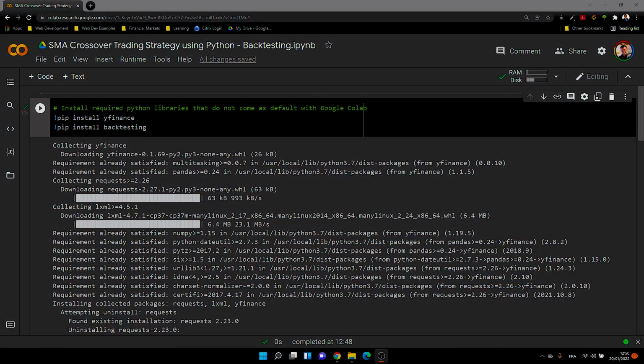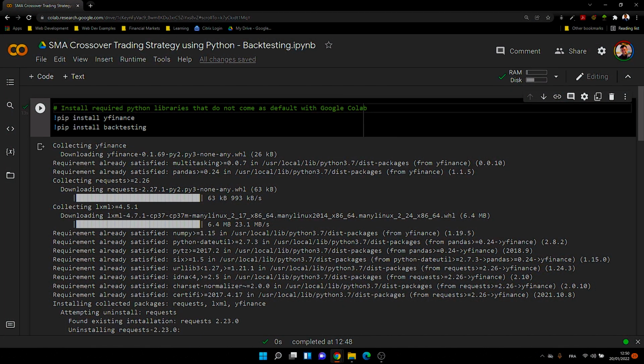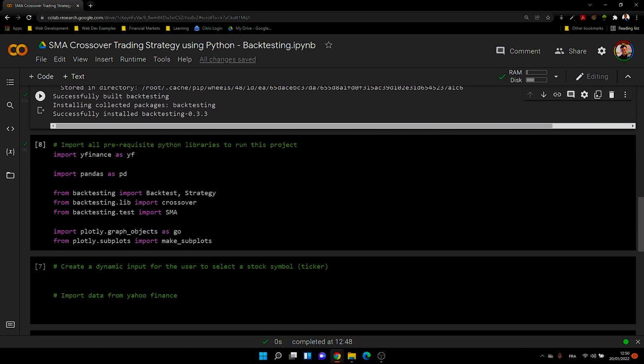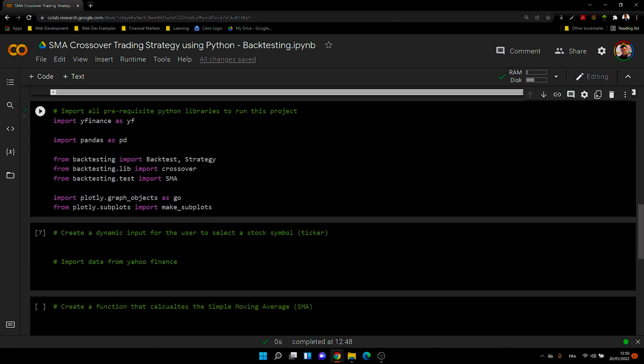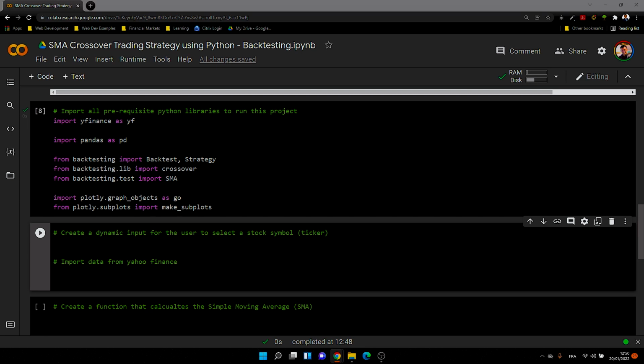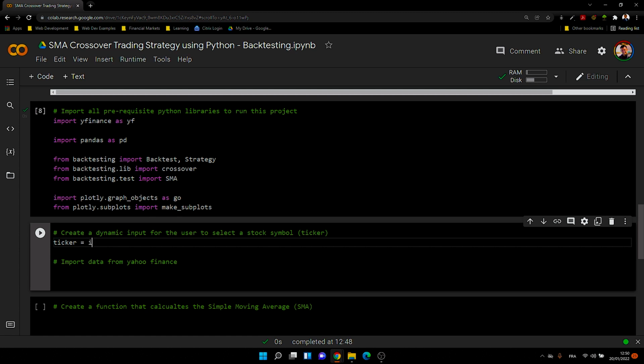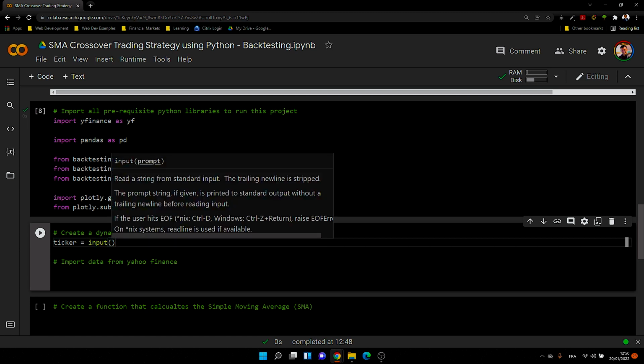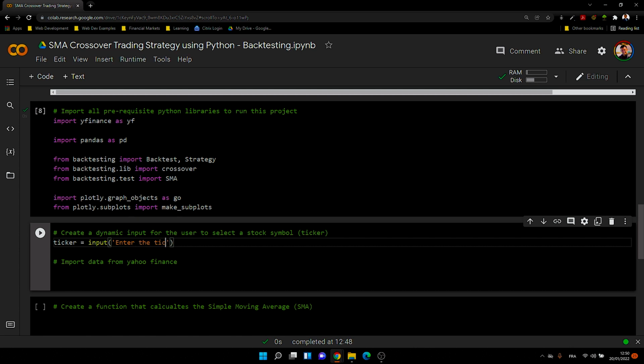So we will start by installing the required libraries like yFinance and Backtesting that do not come as default with Google Colab. And then we will import all the required libraries that we need, like Yahoo Finance, Pandas to deal with the data frames, Backtesting, which is a very interesting library that we will use to backtest the strategy specifically, and also Plotly, from which we will be able to plot graphically the information and see the results that we're getting with our strategy. Then we will define an empty variable called ticker. This will be an input, which will say enter the ticker symbol you want to analyze.